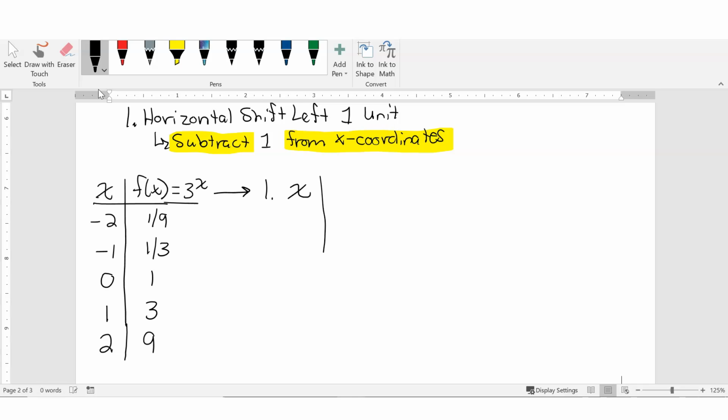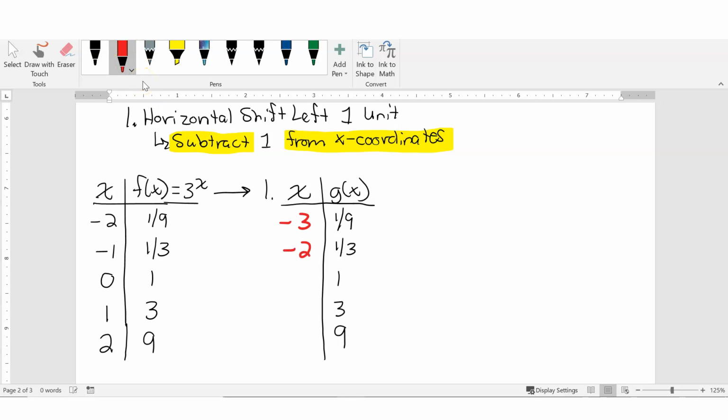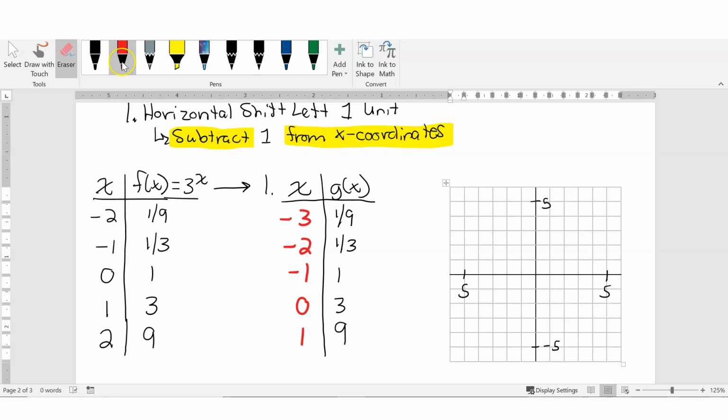So we'll create that second table of coordinates for g of x. Now again, notice this is a horizontal shift, so we're not going to change the y values, so I'll just copy those over. And now I just want to subtract 1 from the x coordinates. So we'll have -3, -2, -1, 0, and 1.